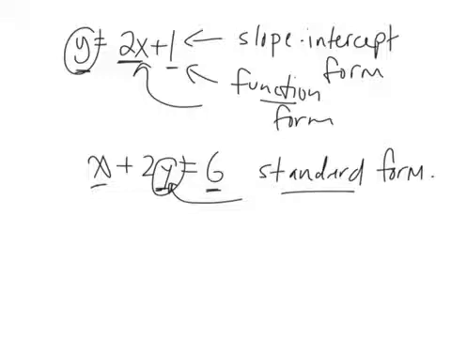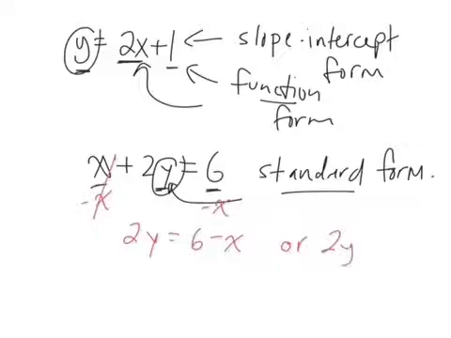What I can do is subtract an x from both sides. Let's start to get the y alone. x minus x, that'll cancel. That leaves me with 2y equals 6 minus x. Or if you prefer to write it out, I can say that 2y equals negative x plus 6, if you prefer to see the x written first.